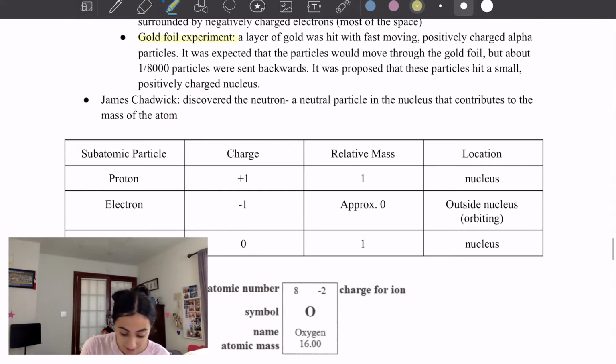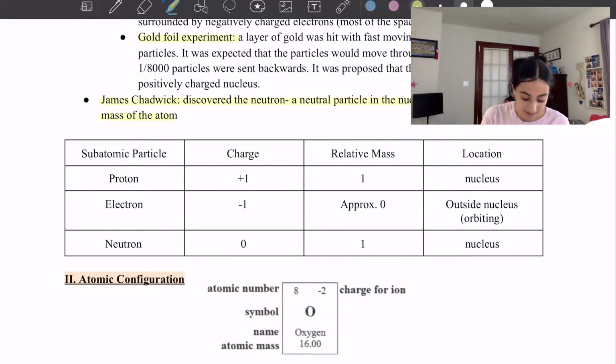Next, we have James Chadwick, who discovered the neutron. And we will learn that a neutron is a neutral particle that contributes to the mass of an atom, but not the charge. If you look at this table down here, you have all these subatomic particles: proton, electron, and neutron. Proton has a positive charge, electron has a -1 charge, and a neutron has a neutral charge. The proton and the neutron are inside the nucleus, and they contribute to the mass of the nucleus, obviously because they're inside. The electron's mass is relatively zero, and it orbits around the nucleus.